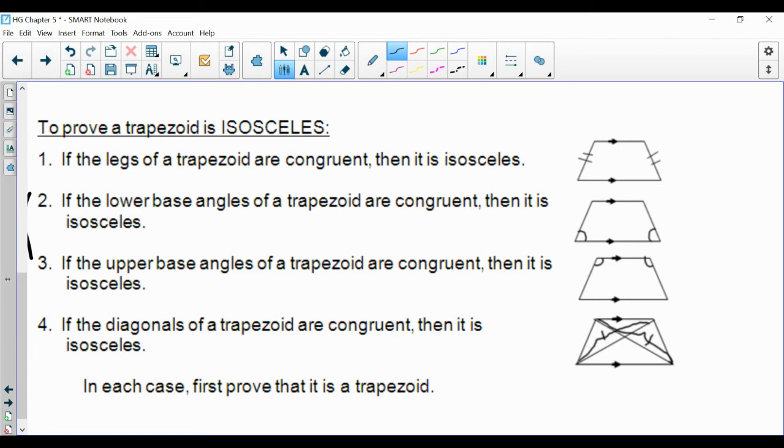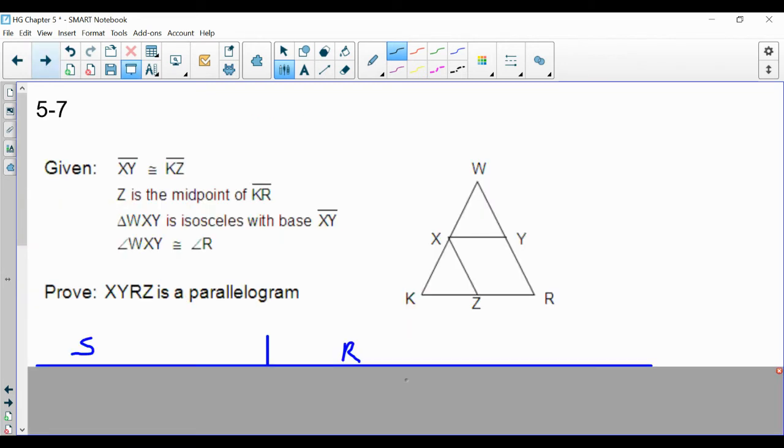In each of these cases, you do have to show that it's a trapezoid. A lot of times they will give you that it's a trapezoid, but just prove that it's a trapezoid. You just have to show that one pair of sides is parallel. But most of the time they will just tell you. So let's go ahead and work through a proof here.